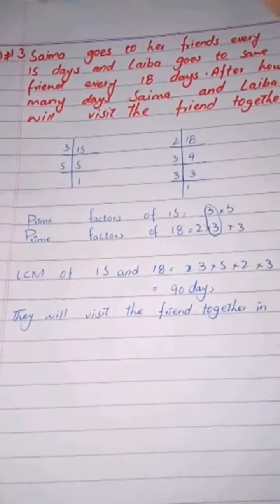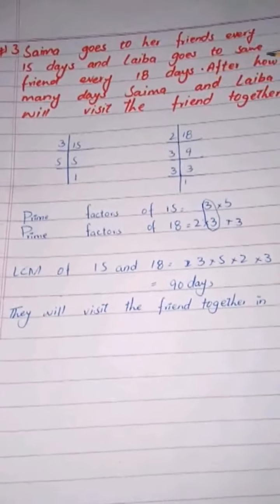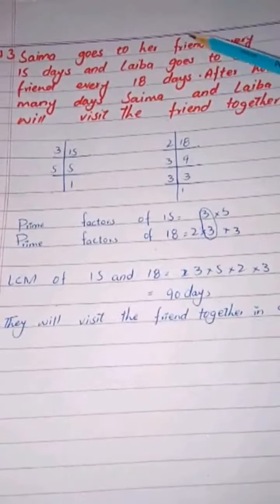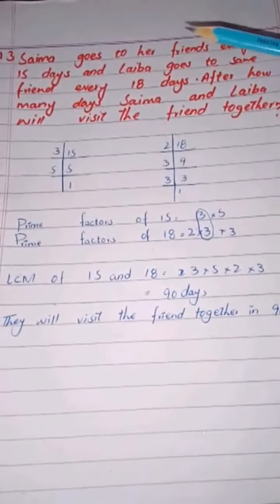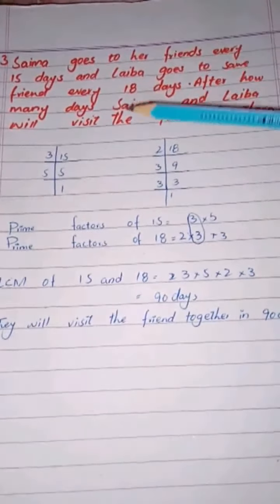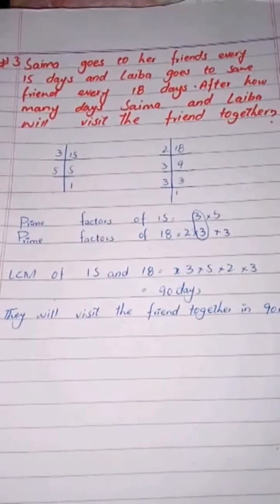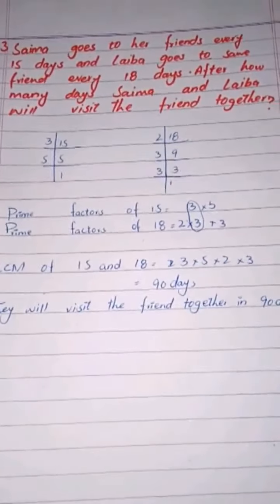Question number 3. Saima goes to her friend every 15 days and Laiba goes to the same friend every 18 days. After how many days will Saima and Laiba visit the friend together? We are asked after how many days Laiba and Saima visit their friend's house together.